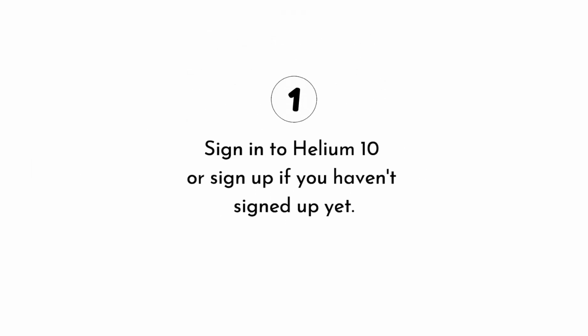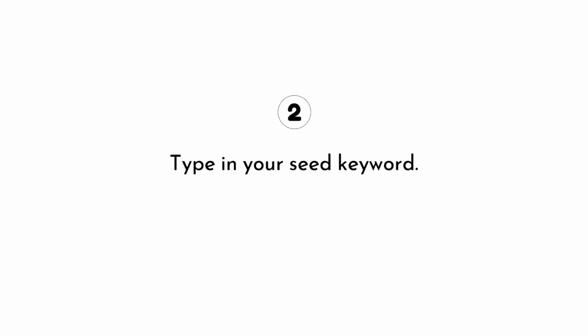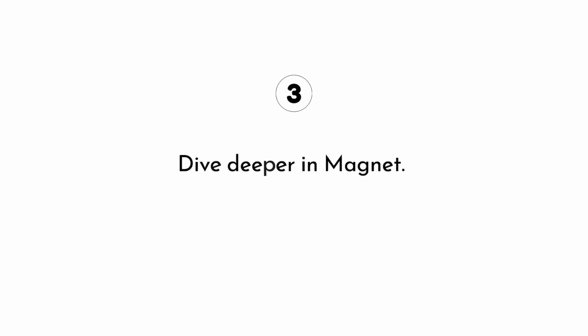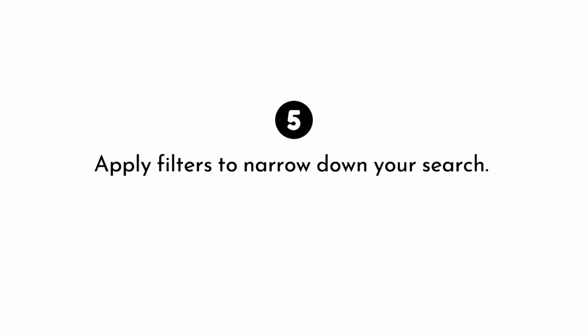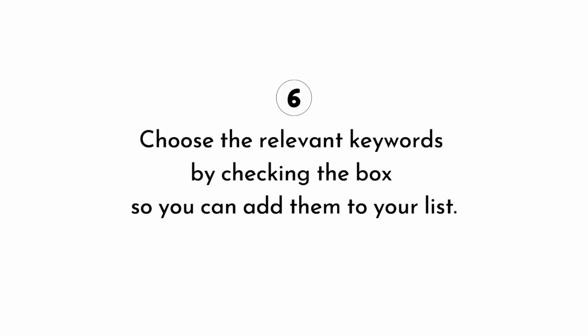Number 1 is to sign in to Helium 10 for free or sign up if you haven't signed up yet, and you can upgrade anytime. Number 2 is type in your seed keyword. Number 3 is to dive deeper in Magnet. Number 4 is to add a word or two from your seed keyword, then click on the Get Keywords button. Number 5 is apply filters to narrow down your search. Number 6 is choose the relevant keywords by checking the box so you can add them to your list. And number 7 is to download CSV.